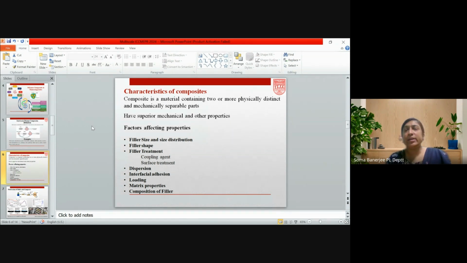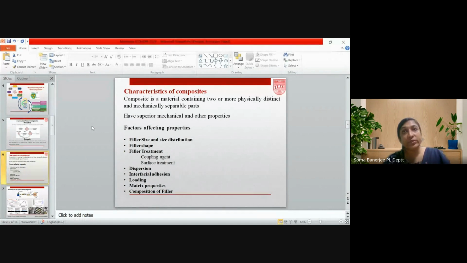If we are trying to disperse the reinforcement inside a matrix, then we want to disperse it very well. And we want very good interfacial bonding if we want to improve the properties, so that we can reduce the weak points in our composites. That depends on the dispersion. Uniform dispersion will be attained very easily if we do the filler treatment.